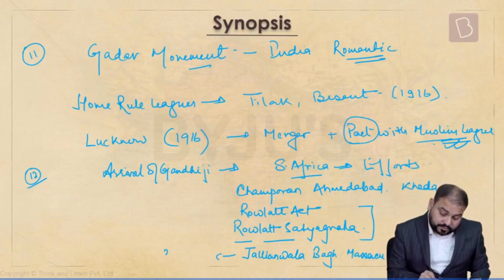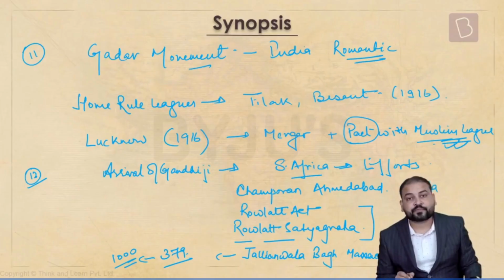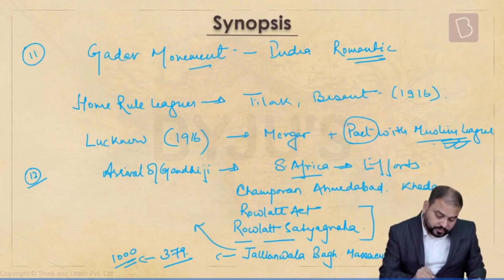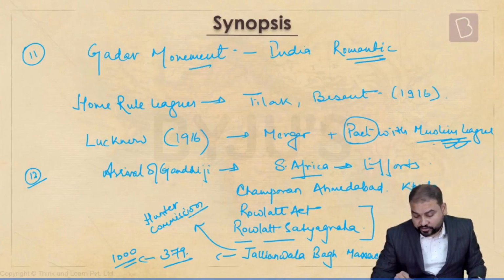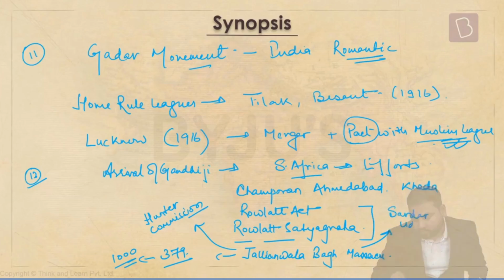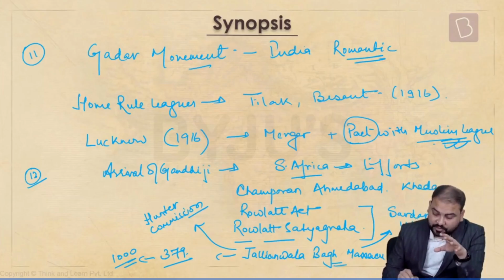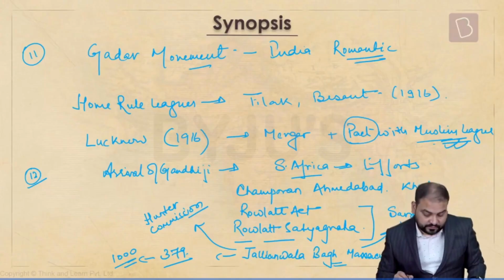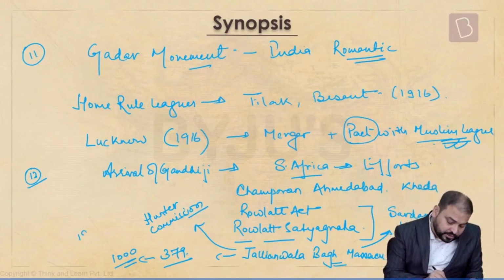They will kill on paper some 379 people. People said more than 1,000 people had died. And to look into this, they will appoint a Hunter Commission. And to take revenge for this, later you will see Sardar Udham Singh killing Michael O'Dwyer, who was the Lieutenant Governor of Punjab at this point of time. He will be killed. So basically, we have reached around the period of 1919.